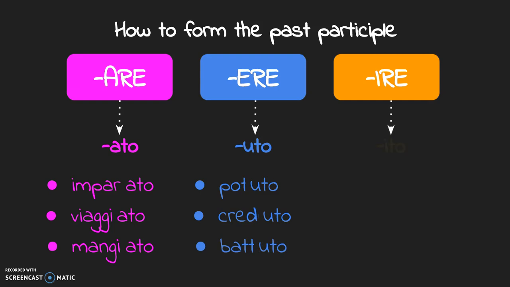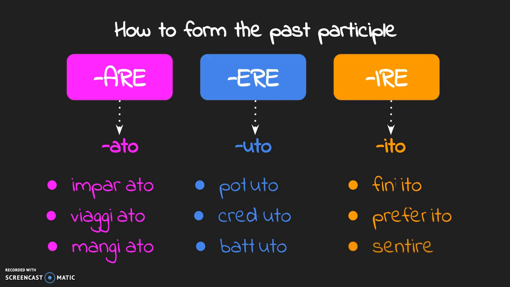Ire verbs change to ito. So, finire, to finish, becomes finito. Preferire, to prefer, preferito. And sentire, to feel or to hear, becomes sentito. So, are ato, ere uto, ire ito.